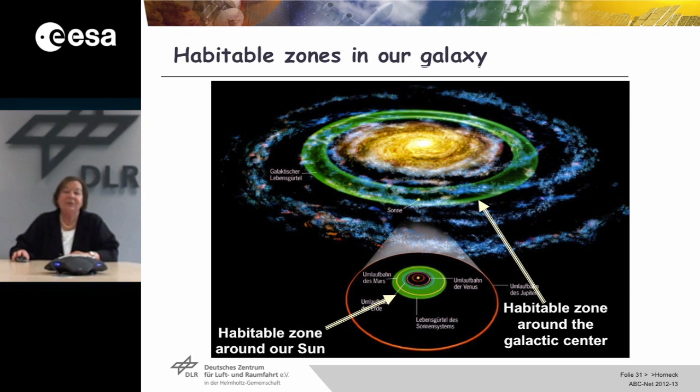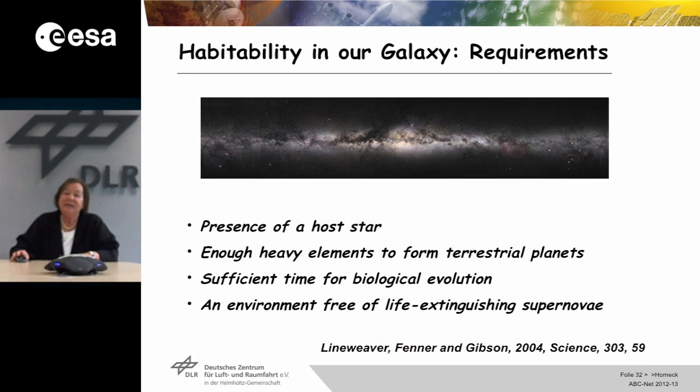Here we have the habitable zone of our sun, where we have Mars, Venus, and the Earth. And the question is now, the sun is located here in our galaxy, and the question is whether we also have a habitable zone in our galaxy, a habitable zone around the galactic center. And what are the conditions for this? And here I refer to a paper by Lineweaver, Fenner and Gibson from 2004. And they have established some requirements for a habitable zone in our galaxy.